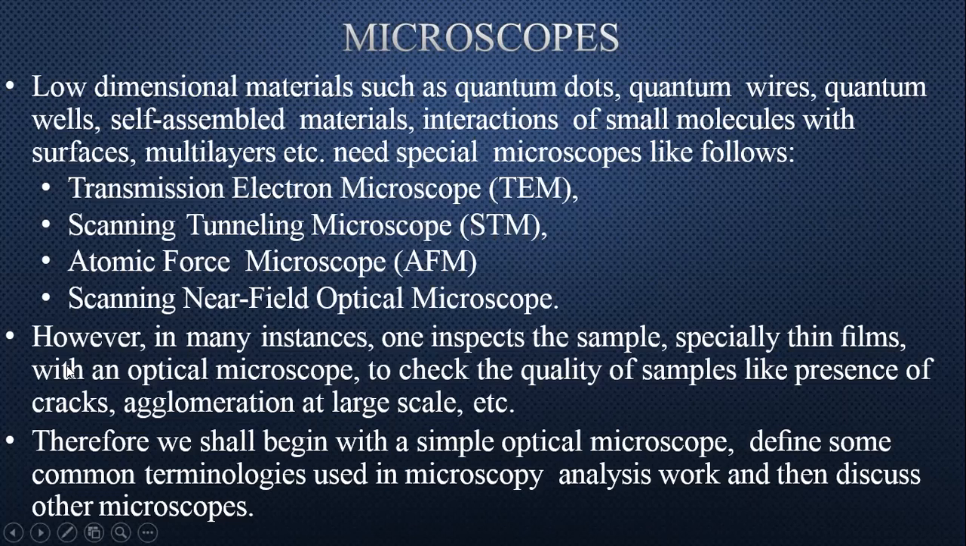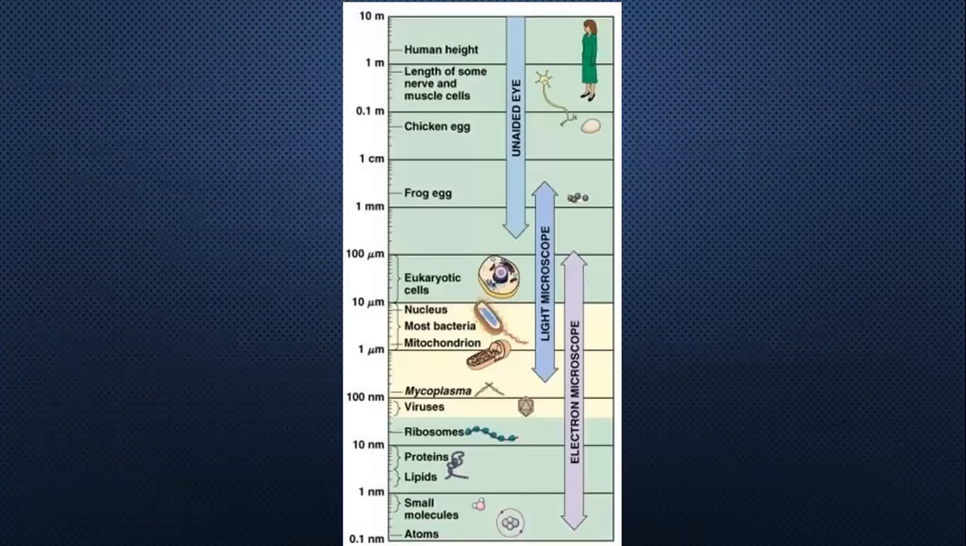However, in many instances, one may inspect the sample, especially thin films, with an optical microscope to check the quality of samples, like the presence of cracks, agglomeration at large scale, etc. Therefore, we shall begin with a simple optical microscope. Here, we define some common terminologies that can be used in microscopy analysis work and then discuss the other microscopes.